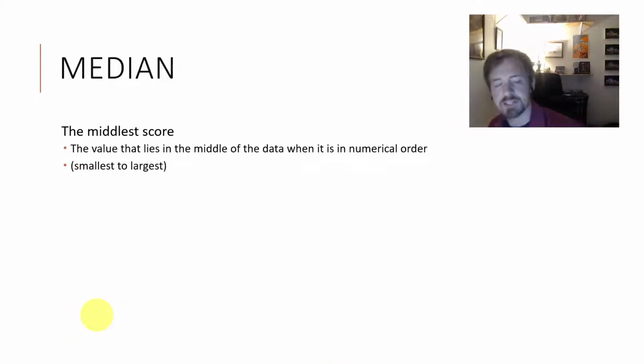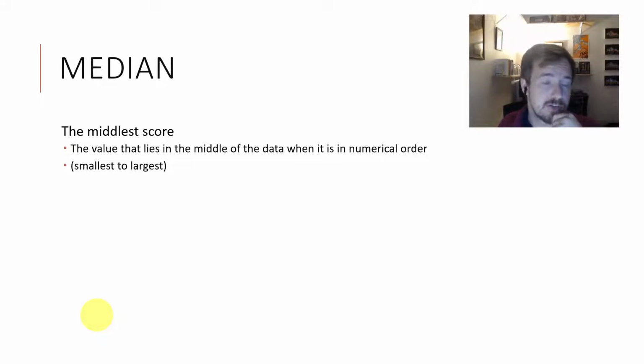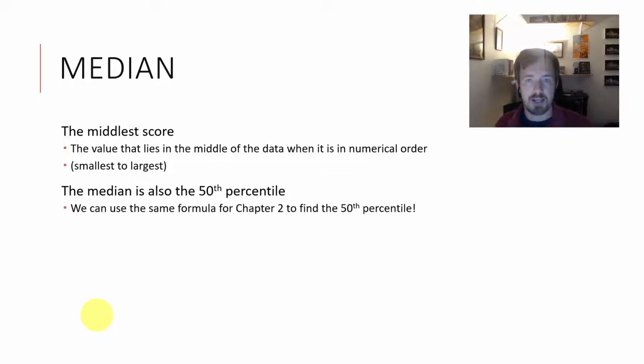All right, now let's look at the median. The median, which again is probably familiar to a lot of you, is the middlest score, which means that if you were to arrange all of the values in your data set from smallest to largest, putting them in ascending order, the median is going to be whichever value is right there smack dab in the middle. So you lay them all from smallest to largest, the one right there in the middle is going to be your median.